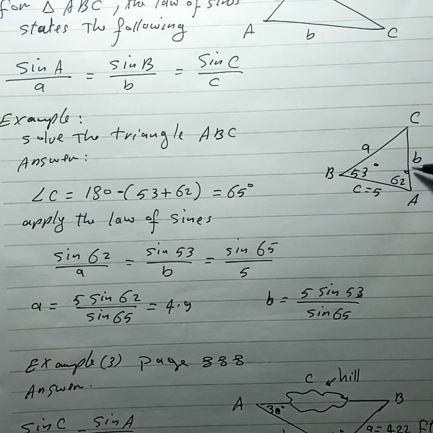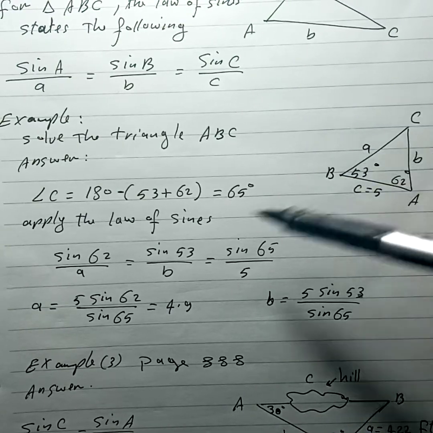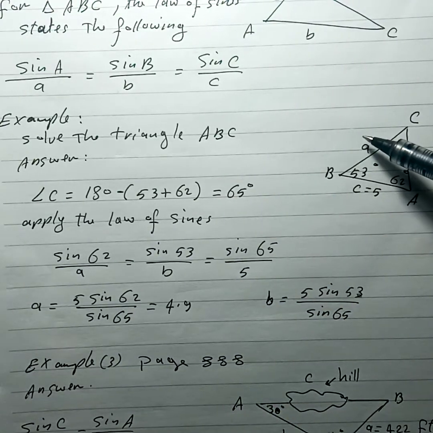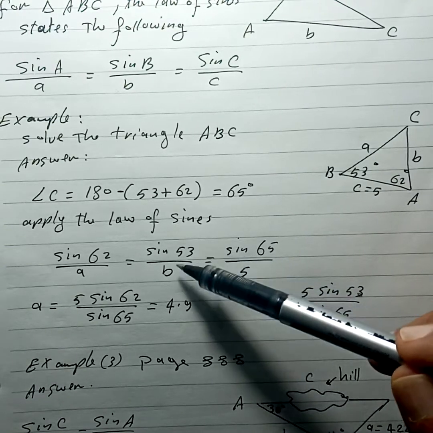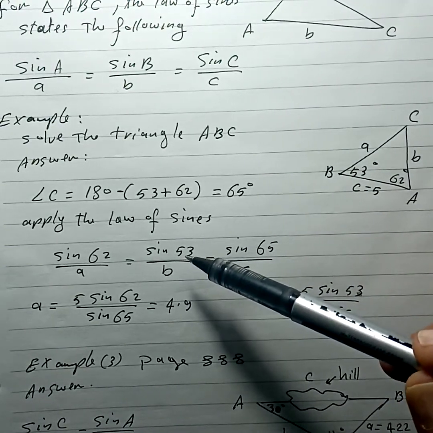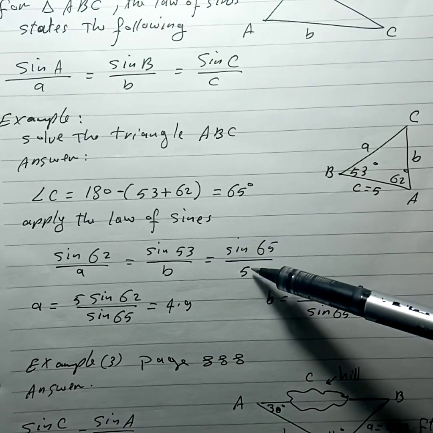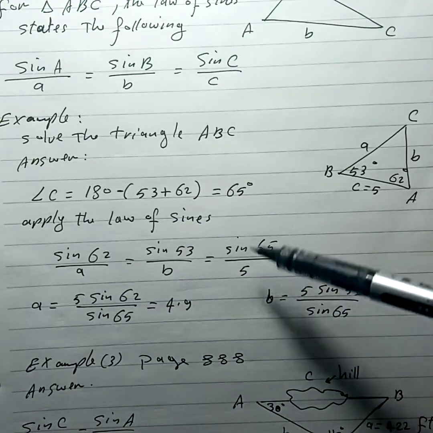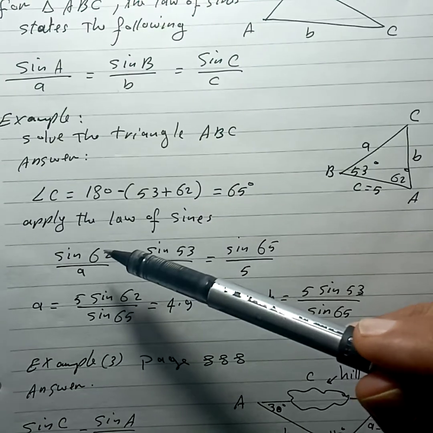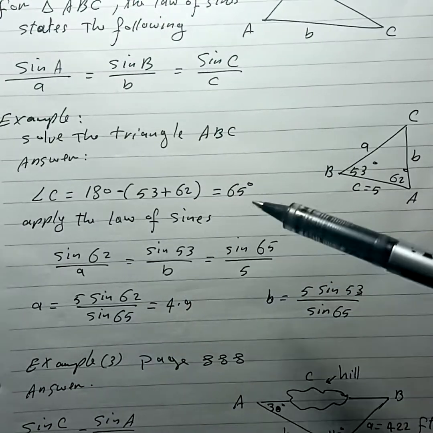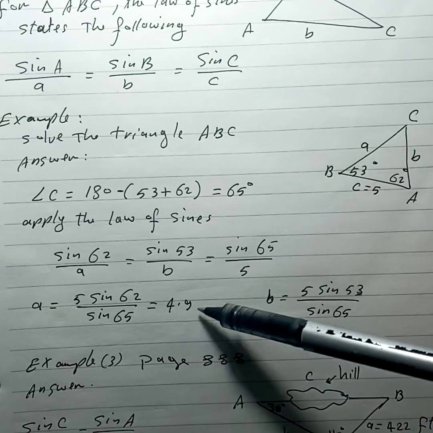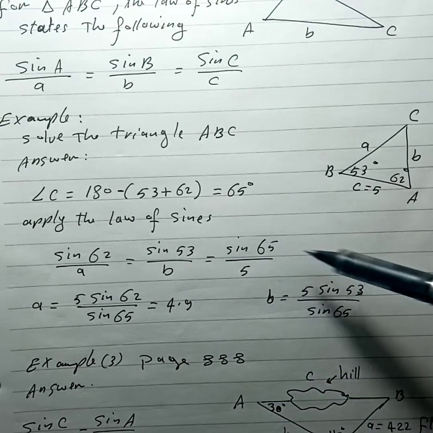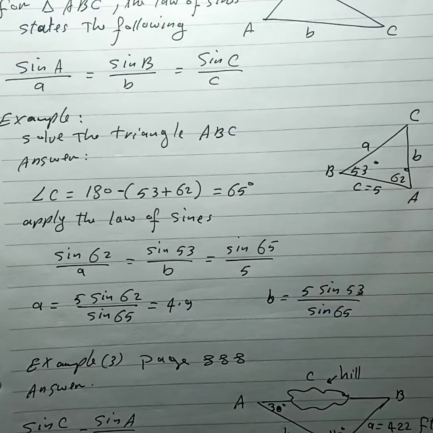By means of the sine law. If you apply the law, I can say that sine 62 over a equals sine 53 over b equals sine 65 over 5. Now by cross multiplying, if you want to get a, it is 5 times sine 62 over sine 65, which is 4.9, and b, also by cross multiplying, is 5 times sine 53 over sine 65. So we can get these two sides.